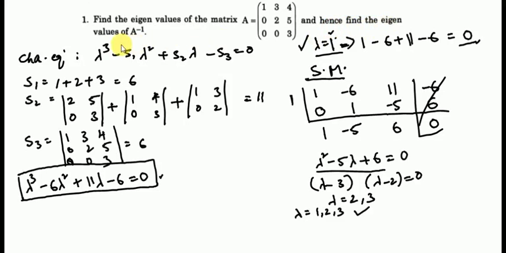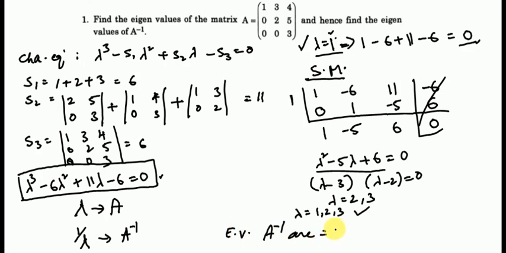Now find the eigenvalues of A inverse. For this we have a property of matrices: if lambda is an eigenvalue of A, then 1 by lambda will be an eigenvalue of A inverse. Depending on this property, we can say that the eigenvalues of A inverse are 1, 1 by 2 and 1 by 3.